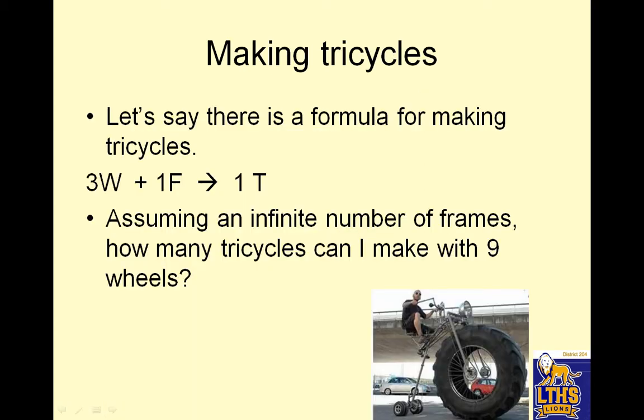If there's a formula for making tricycles where 3 wheels plus 1 frame makes a tricycle, see, 3 wheels, 1 tricycle, so we need an infinite number of frames. How many tricycles can I make with 9 wheels?